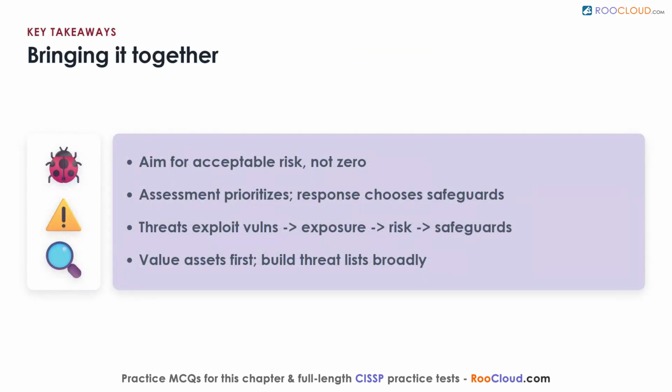So let's bring it together. Risk management finds, weighs, and treats threats to your assets, aiming for acceptable risk, not zero risk. It splits into assessment, which prioritizes risks, and response, which chooses safeguards. The core vocabulary connects cleanly. Threats exploit vulnerabilities to create exposure and risk, which safeguards reduce. You value assets first, so protection stays cost-effective, and you build threat lists broadly with a diverse team. Master this foundation, and the calculations ahead will click into place.